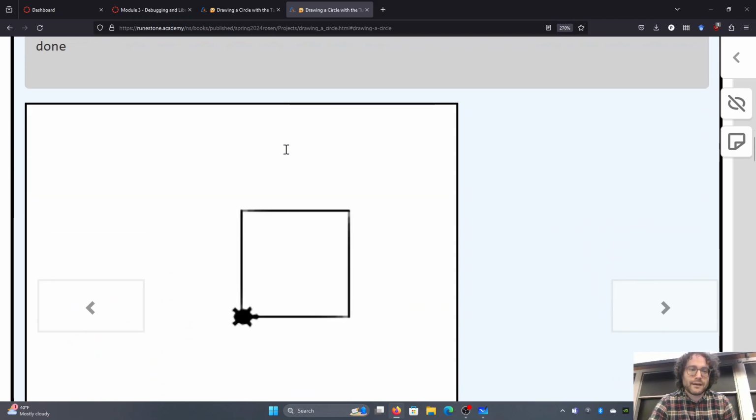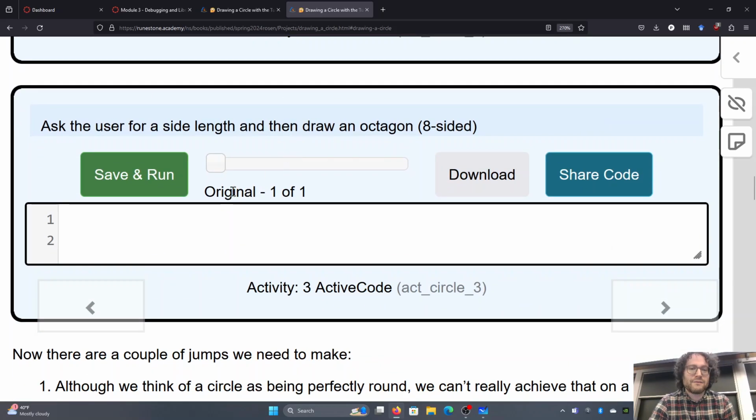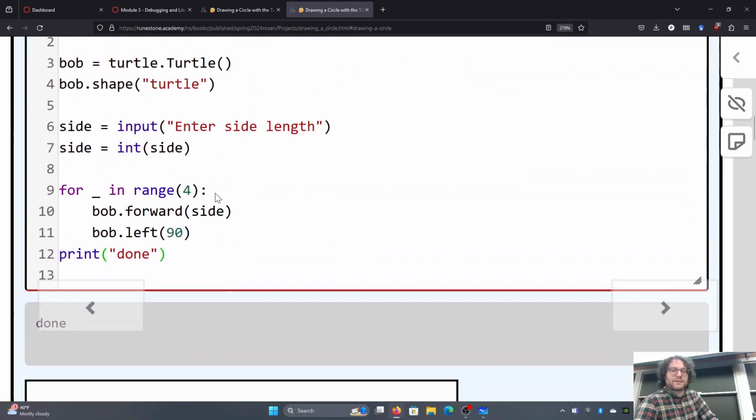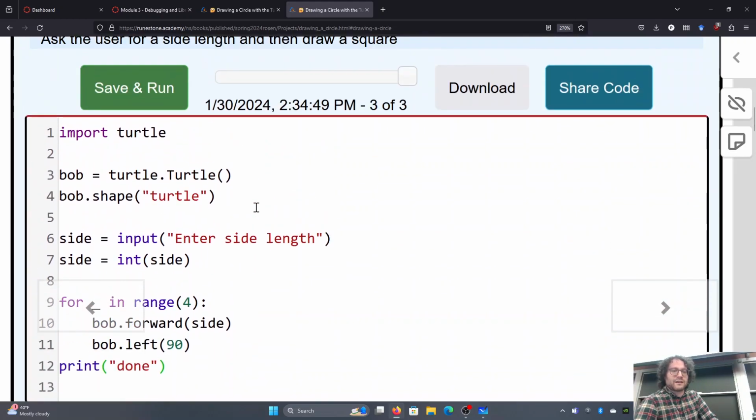All right, so the next one should be fairly straightforward. Ask the user for a side length and then draw an octagon. Okay? So we're going to draw an octagon now. It's an 8-sided shape. So take this code and modify it to go with an octagon.